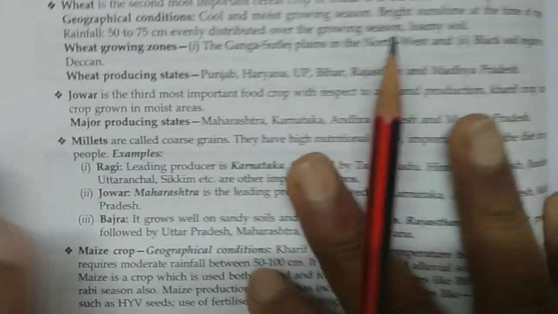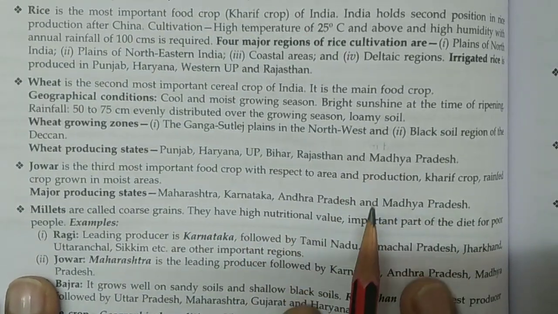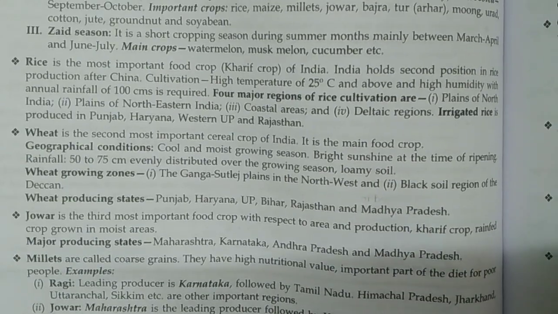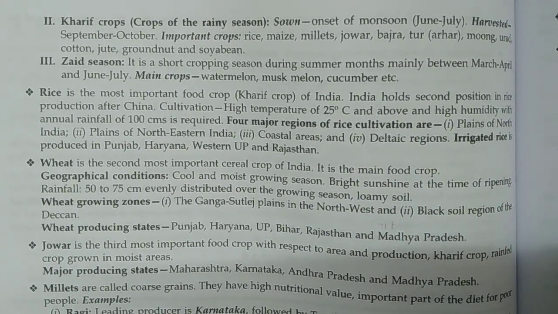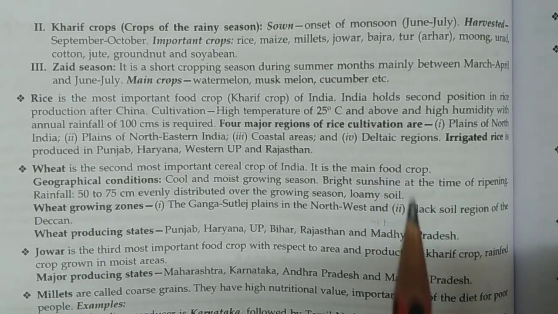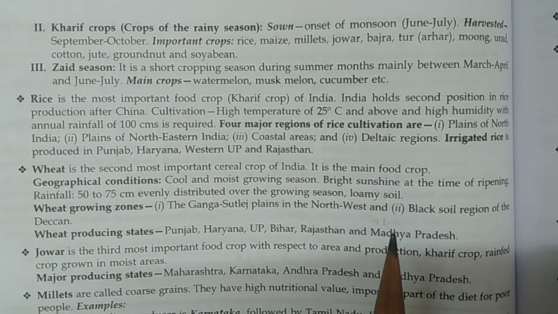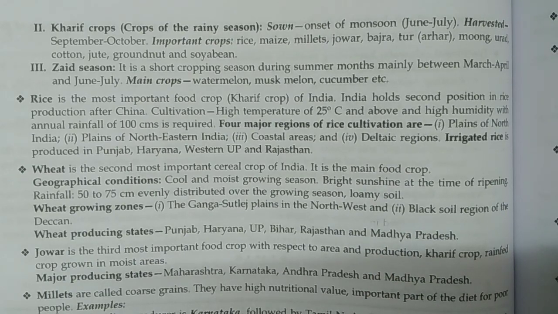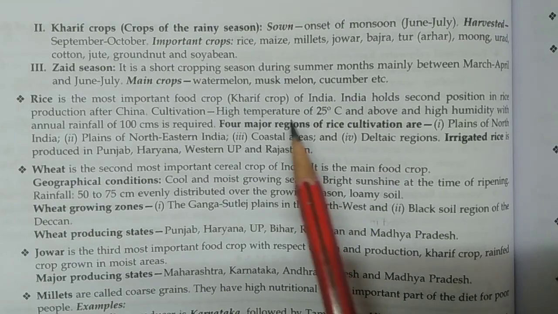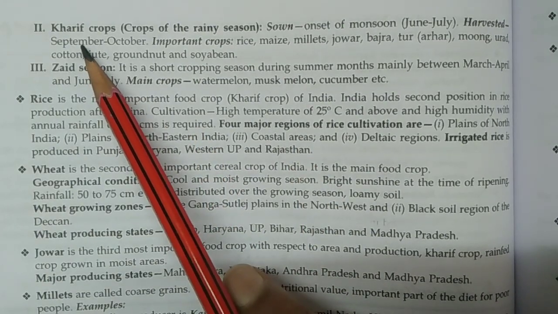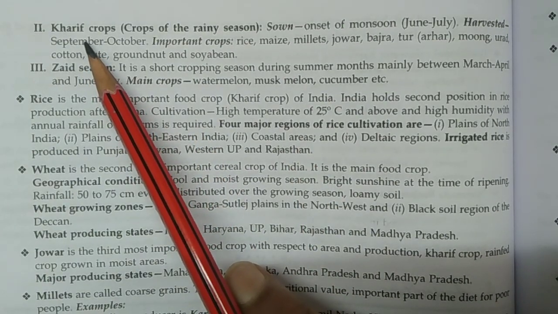Now let's start the next section. Although this chapter is really very lengthy, we are covering all the very important points and content which are necessary for examination. When you read in your NCERT book, you will find it very lengthy, but here we are covering all the facts which are very necessary for your examination. So first, now we are starting Kharif crops, as we have completed Rabi crops.